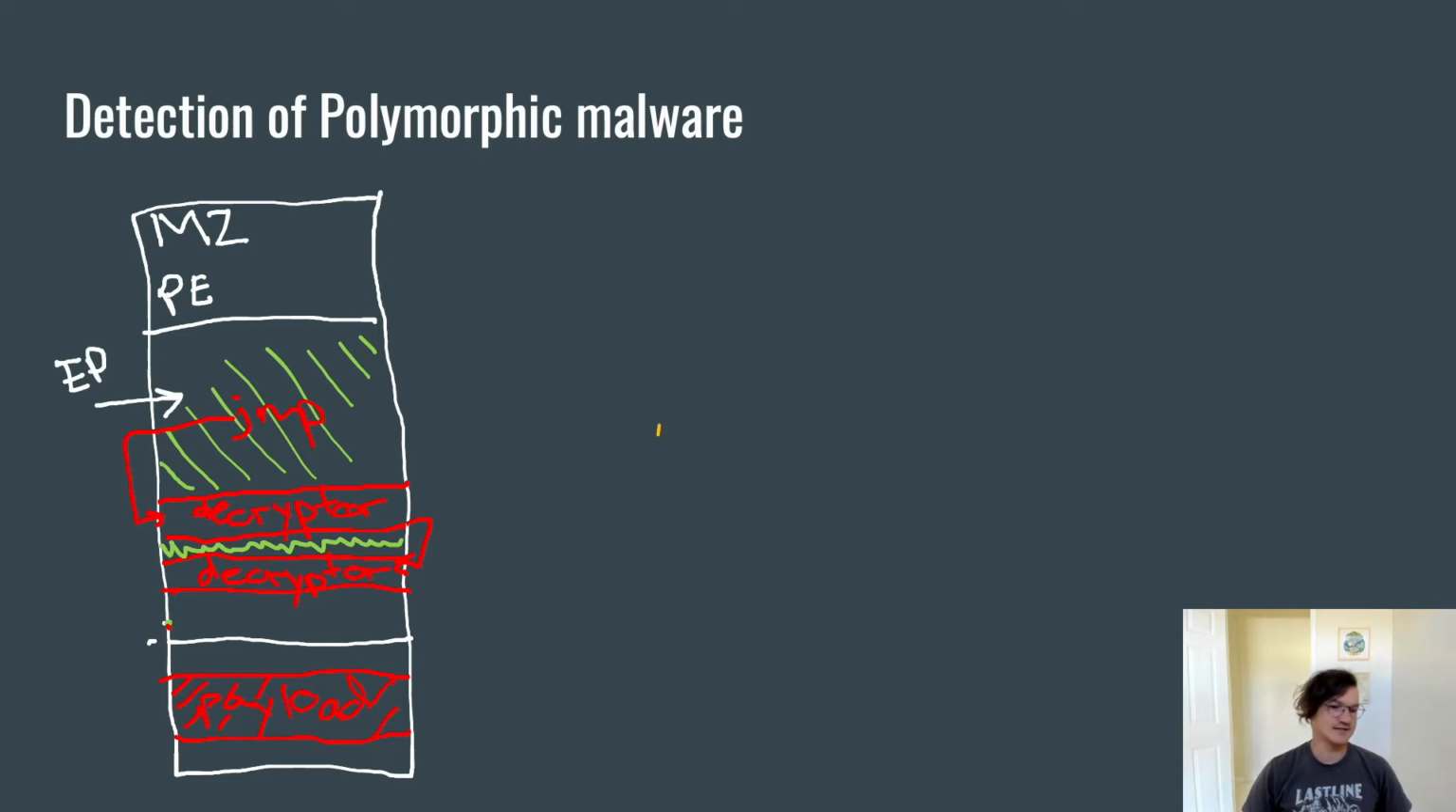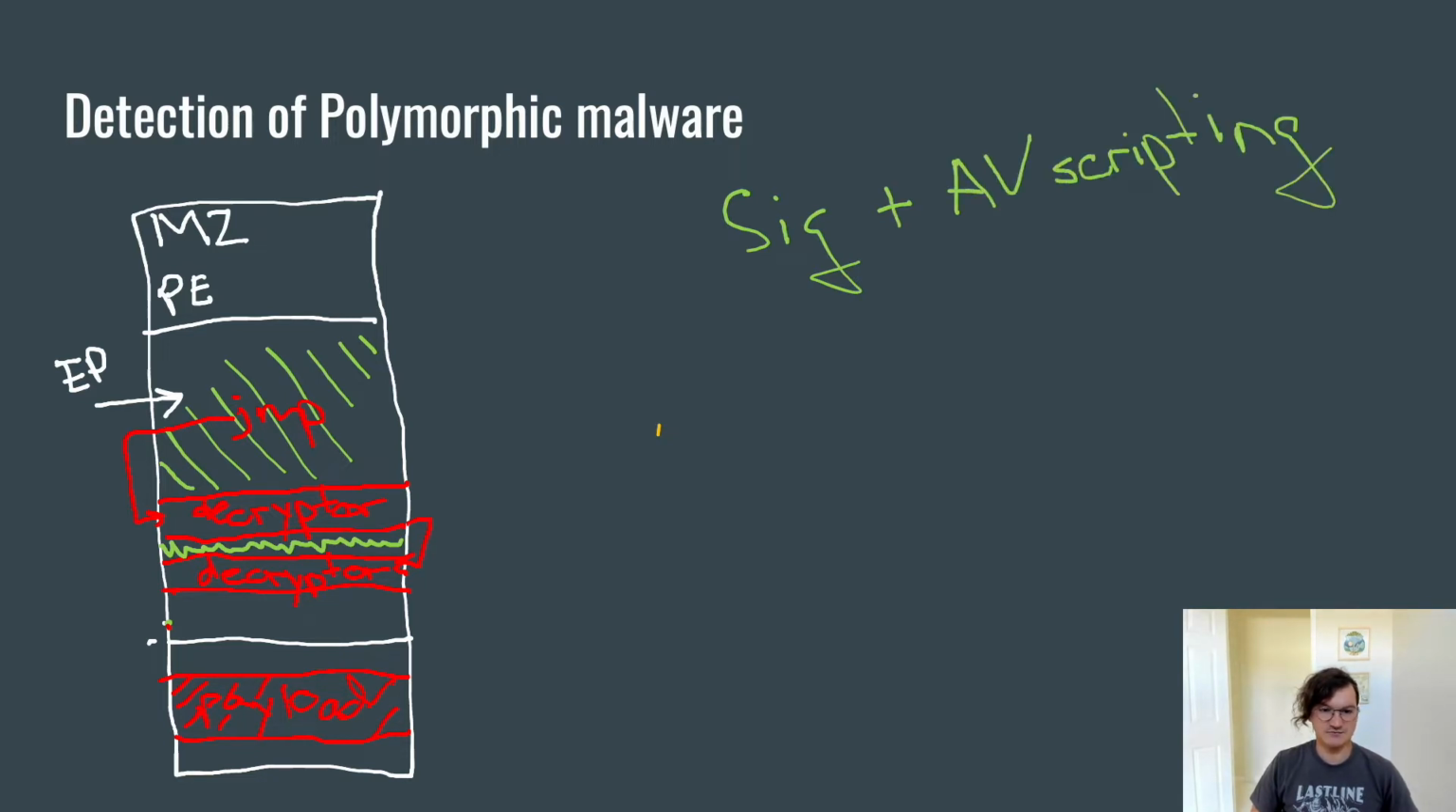Okay, so we already discussed before how polymorphic viruses work. What would be the strategy for an antivirus solution to both detect complicated polymorphic viruses and also cure them? In general, I'm aware of two major approaches. One is based on a combination of signature plus AV scripting. In some examples, it might be purely scripting.